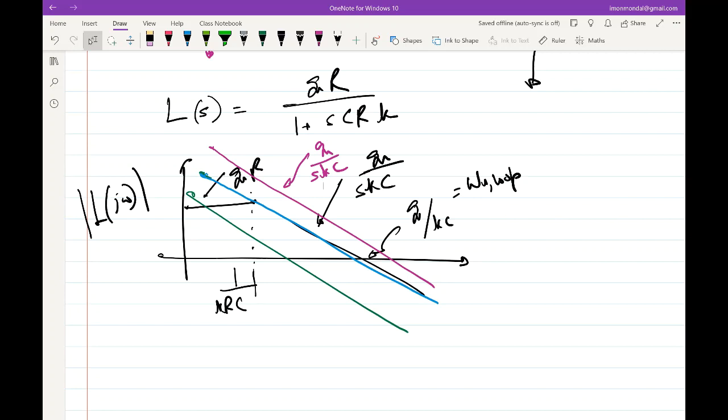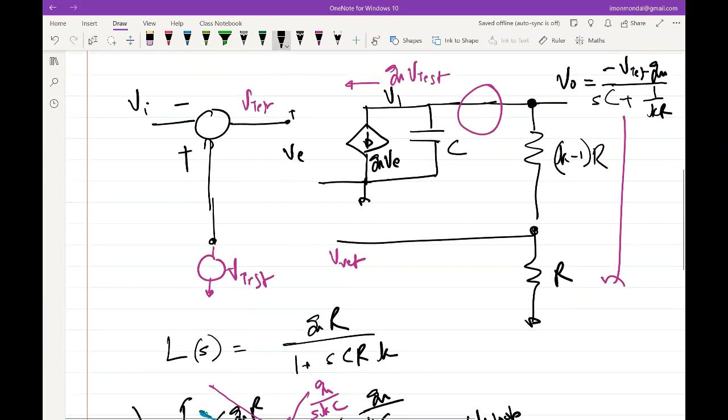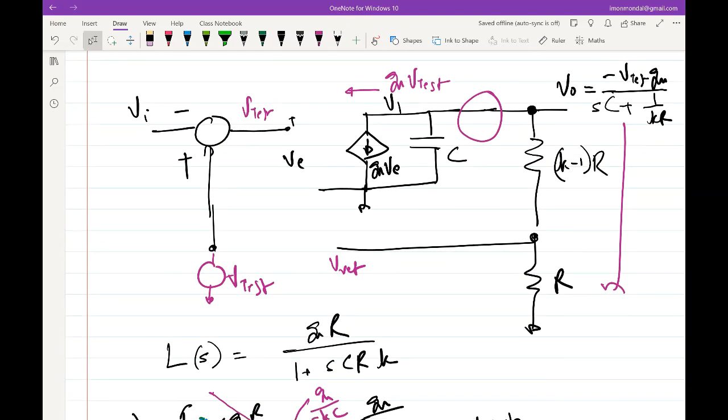So the loading effect is visible here. However, as you go at higher and higher frequencies, what essentially happens is the capacitor starts dominating the impedance. So most of the current then starts going into the capacitor. At DC, most of the current would prefer to go into the resistors. At high frequencies, most of the current would prefer to go into the capacitor. And what is that break point where it prefers capacitance or resistors? That break point is a pole location. 1 over RC, 1 over KRC in this case.